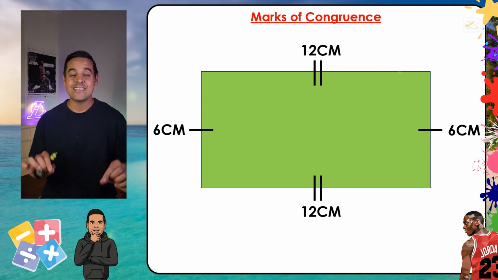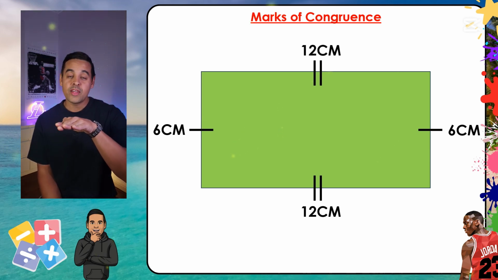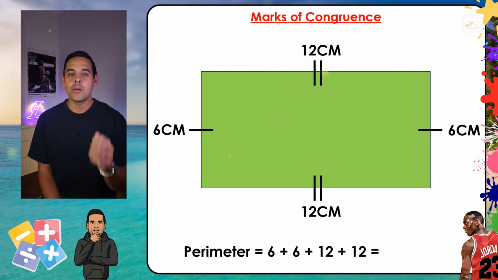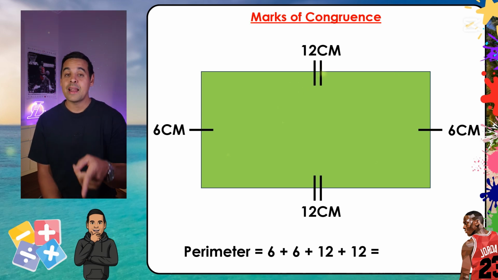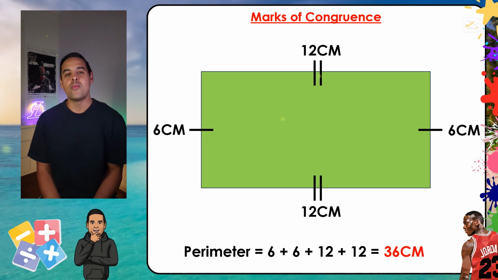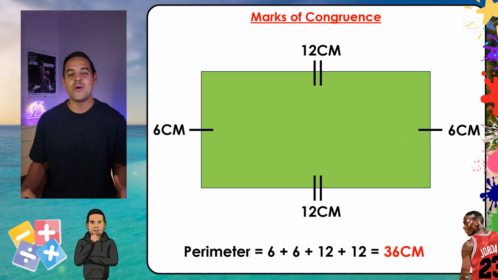Now, you do exactly the same thing for the 6. You look for the edge which has one mark of congruence. That is going to equal 6. So now you have all of your measurements here. You can determine what the perimeter is by adding 6 plus 6 is going to be 12, plus 12 is going to be 24, plus 12 again. Your perimeter here is going to be 36.